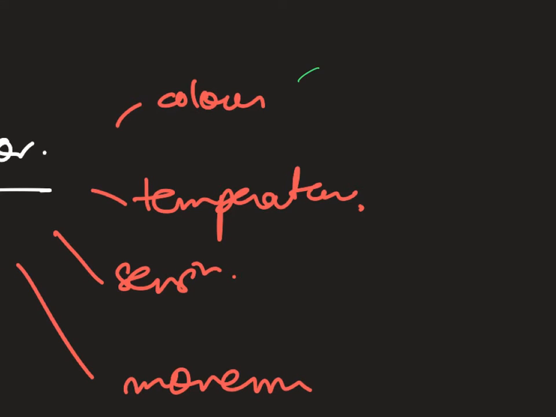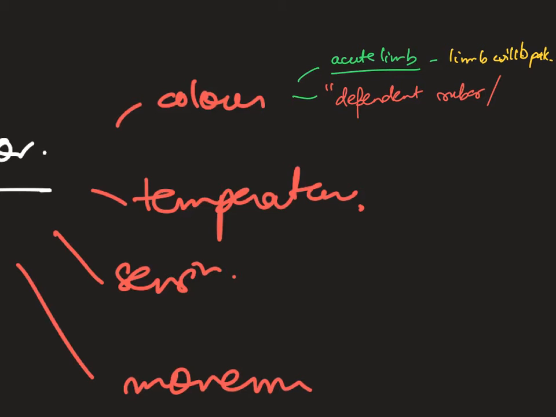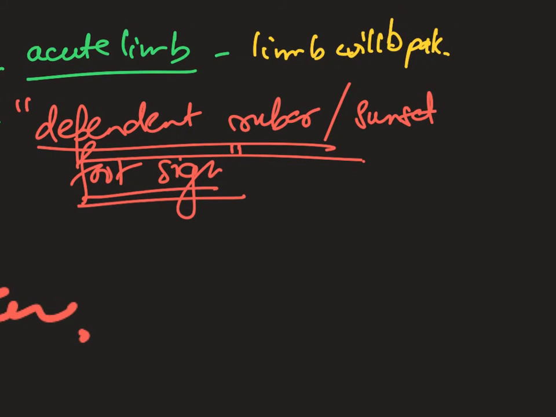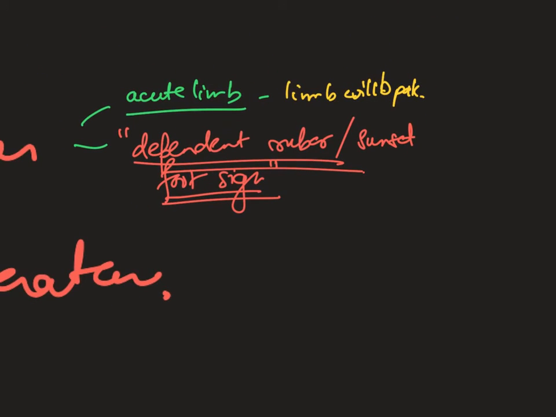Now, in an acute limb, the limb will be pale. But here we have a different scenario. In chronic limb, we get a dependent foot sign, dependent rubor, sorry. You get dependent rubor or a sunset foot sign. I shall be talking about this in detail again. Dependent rubor or sunset foot sign. What's that?